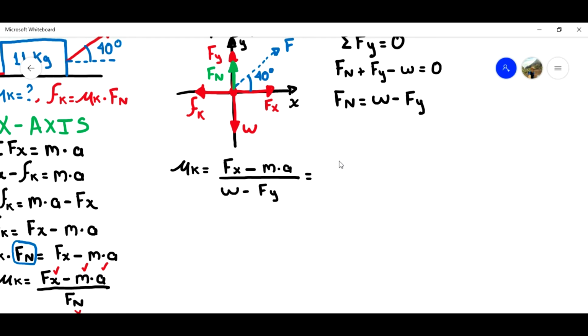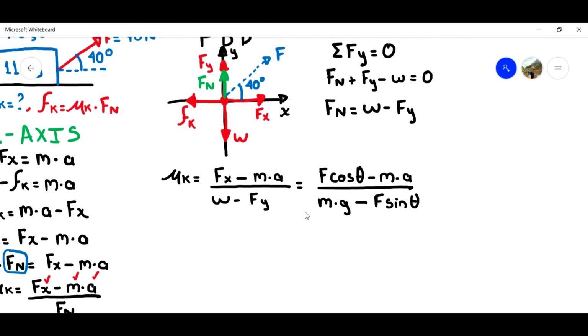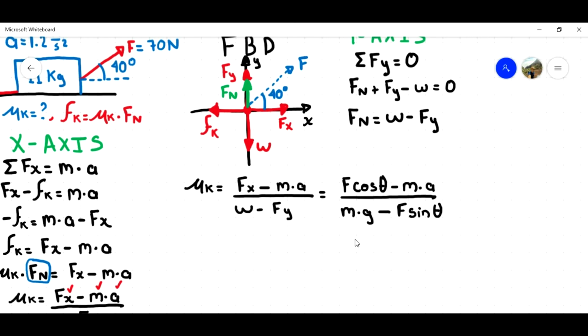Okay, so this will be Fx. Fx, if you remember, is F times the cosine of the angle minus the mass times acceleration over the weight, which is mass times gravity, minus the force times the sine of the angle. Okay, so this is the equation that I'm going to use in order to find the kinetic coefficient of the friction force.